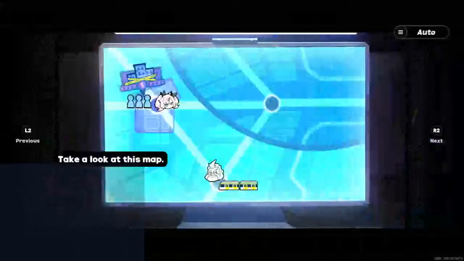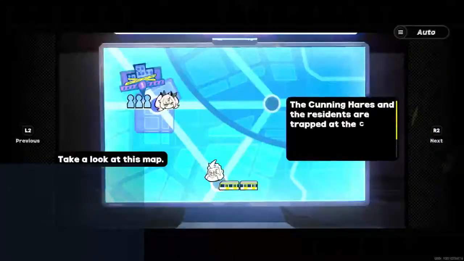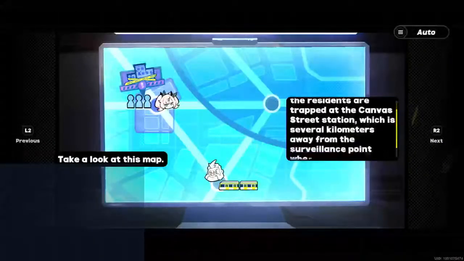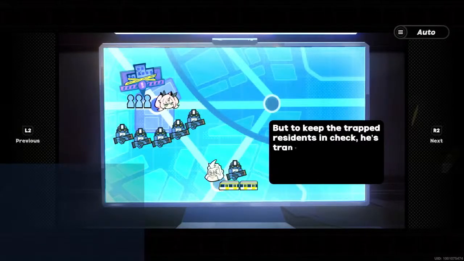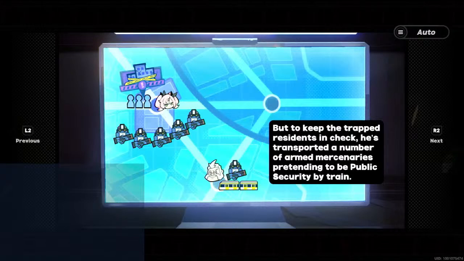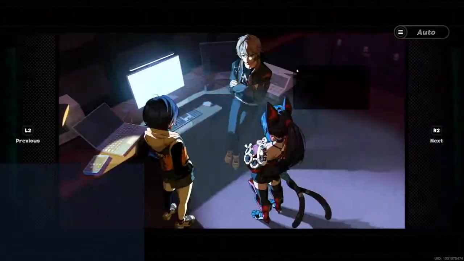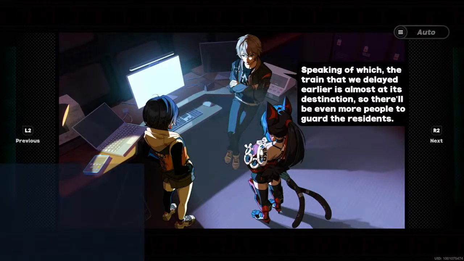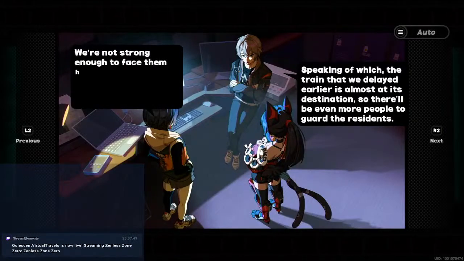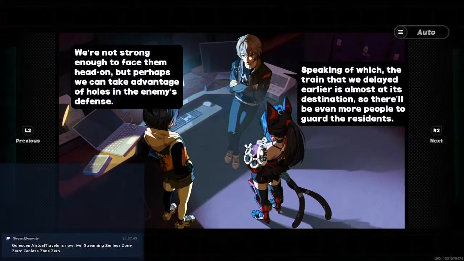Take a look at this map. The Cunning Hairs and the residents are trapped at the Canvas Street station, which is several kilometers away from the surveillance point where Perlman's located. But to keep the trapped residents in check, he's transported a number of armed mercenaries pretending to be public security by train. Speaking of which, the train that we delayed earlier is almost at its destination, so there'll be even more people to guard the residents. We're not strong enough to face them head-on, but perhaps we can take advantage of holes in the enemy's defense.